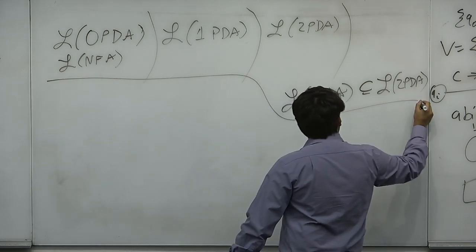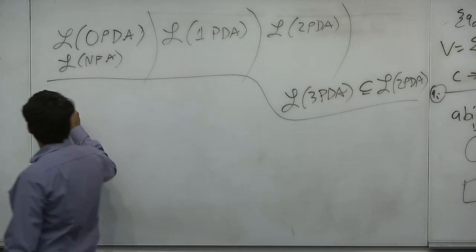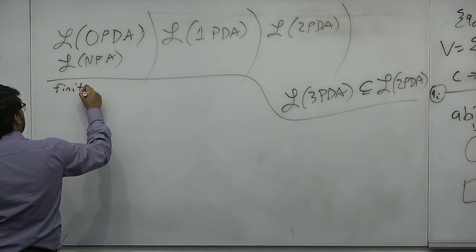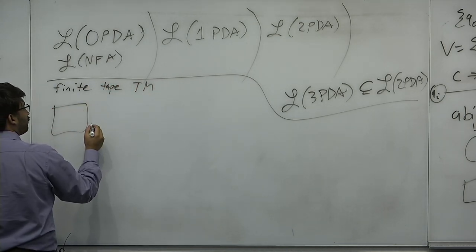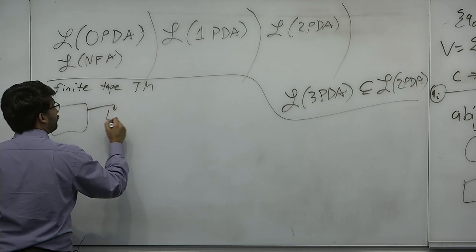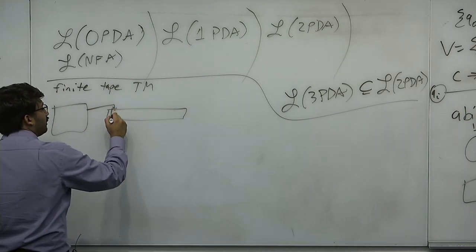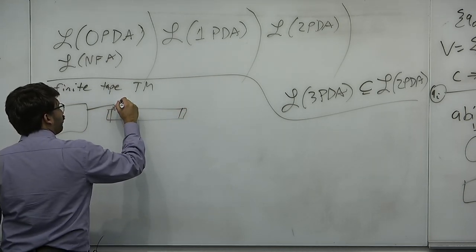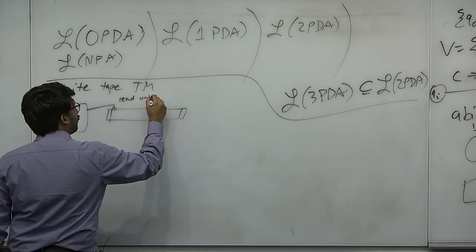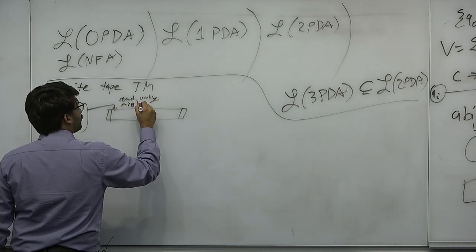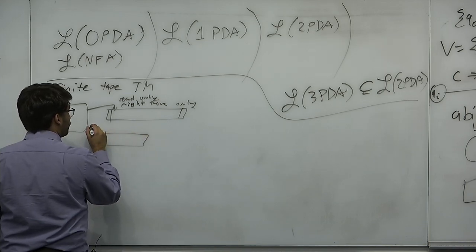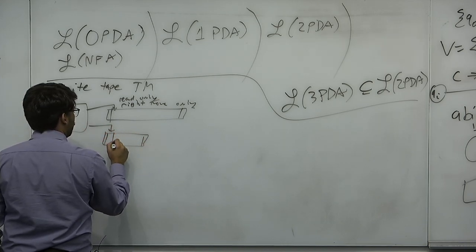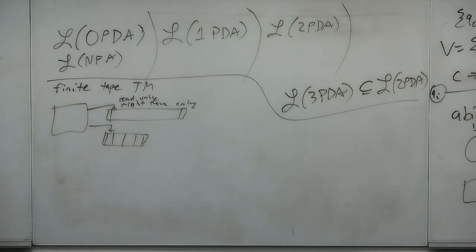Consider a finite tape Turing machine. A finite tape Turing machine looks as follows. It has an input. We need to contrive it a little bit. It has an input, which is read-only, write-move-only. And then it has an auxiliary tape, which has only a couple cells on it, like finitely many. It's like four cells, okay?